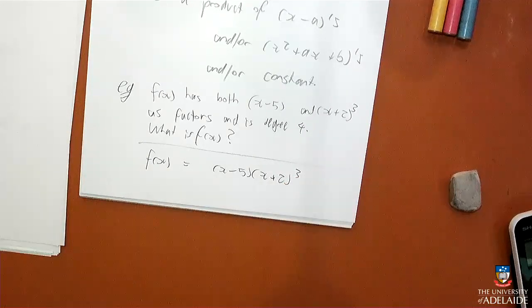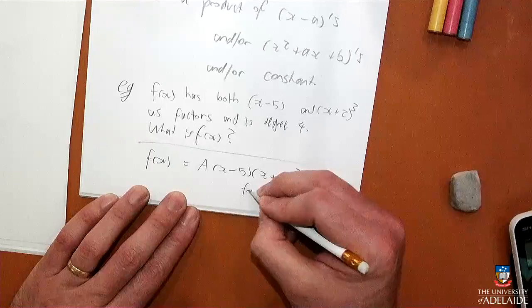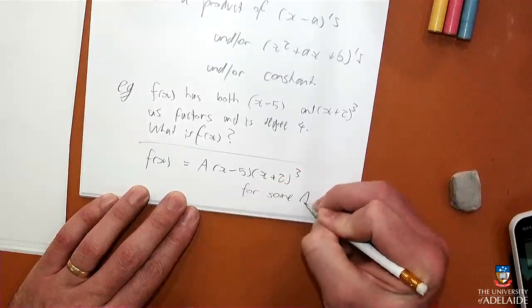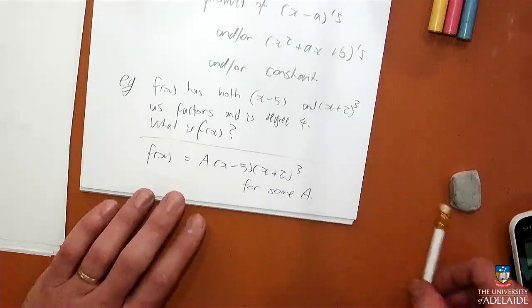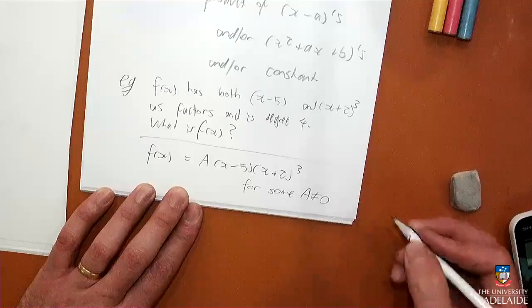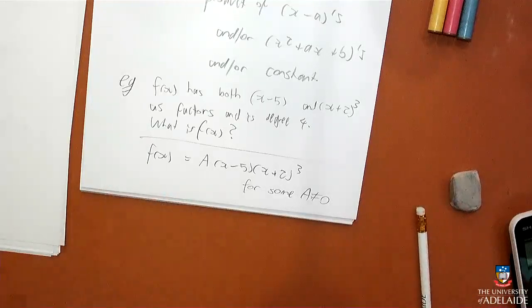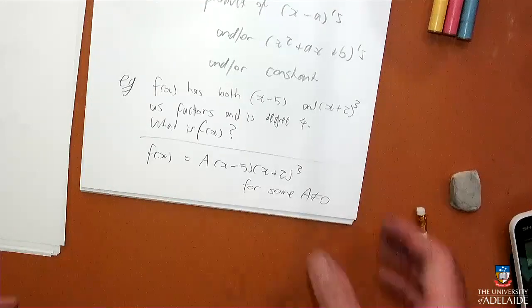But we know that constant multiples don't count as factors, and so there could be another constant there as well. It could be a times that, for some a. And until I know what the a is, I can't tell any more, so I'm just going to have to leave it. I do know that the a can't be 0, technically, because if it's just the 0 function, then that's a bit stupid.